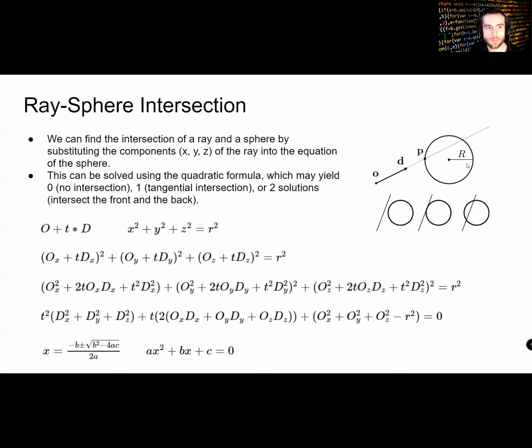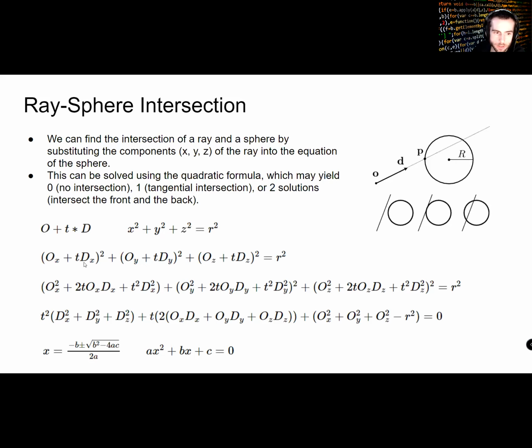Oh, time's flying by. Okay, and then the only shape I implemented, just in the interest of time, was a sphere. Basically, the way you can calculate the intersection of a ray and a sphere is by substituting the components of the ray into the equation for the sphere. If you have any equation of x, y, and z, you can always do that. You substitute, and then you just need to solve for t, and you can figure out where along the ray it intersected the shape. So here we've got O plus T times D. That's the formula for the ray. Here's the formula for the sphere: X squared plus Y squared plus Z squared equals R squared.